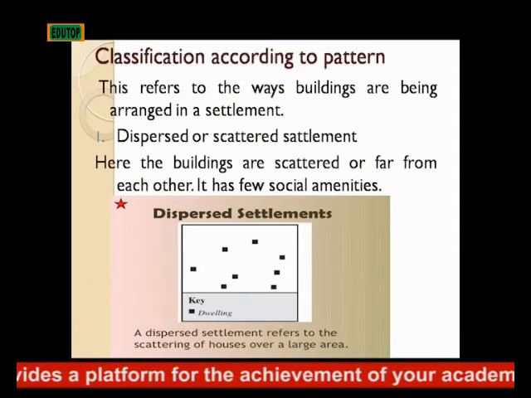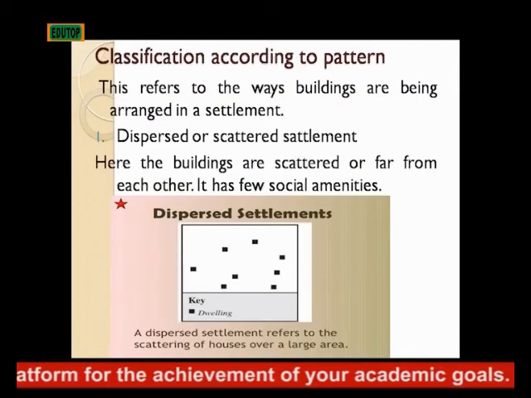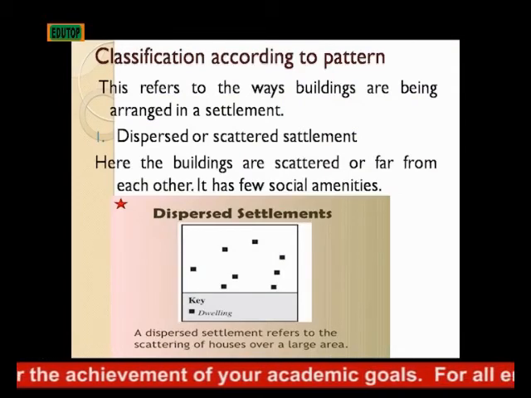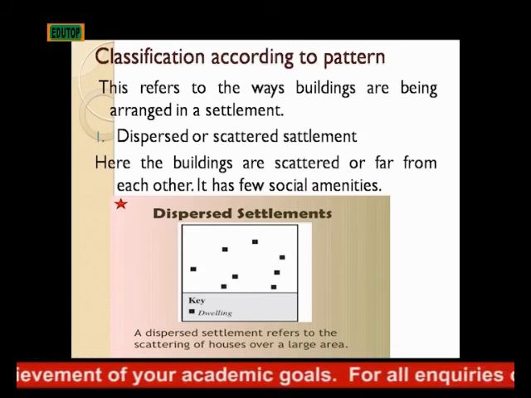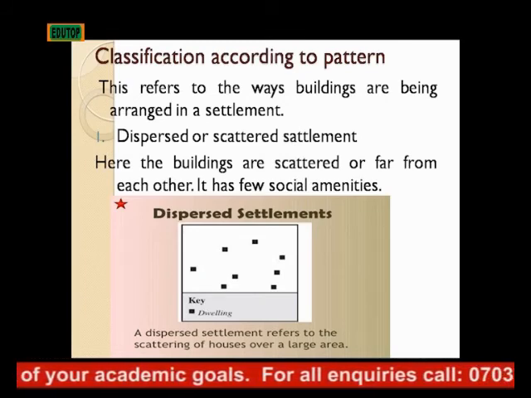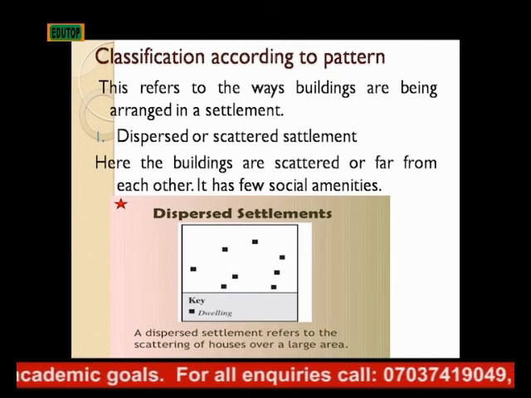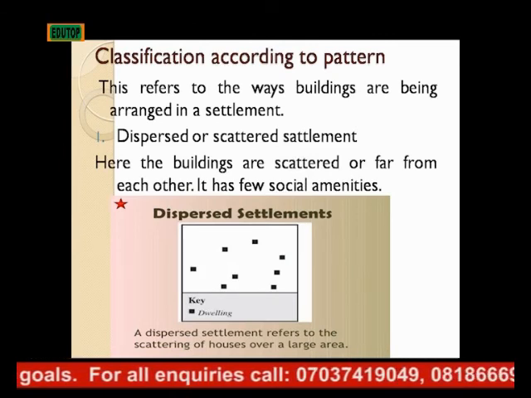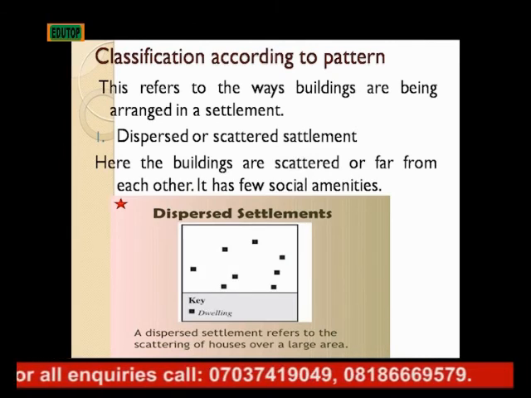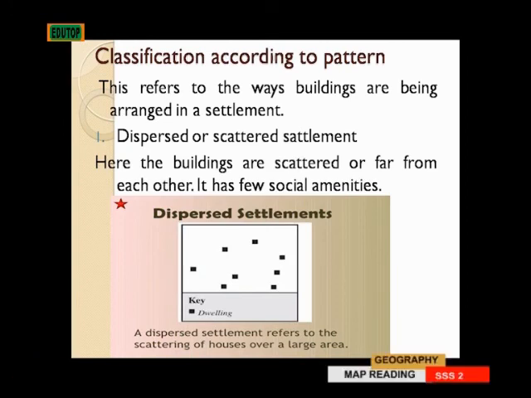Now let us classify settlement according to pattern. Classification of settlement according to pattern refers to the ways buildings are arranged in any given settlement. Based on this, we have a dispersed or scattered settlement, we have a linear settlement, we also have a nucleated or dense settlement.